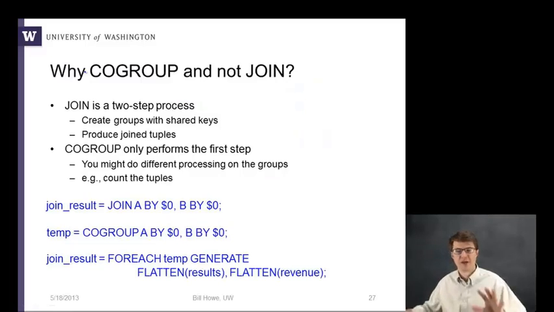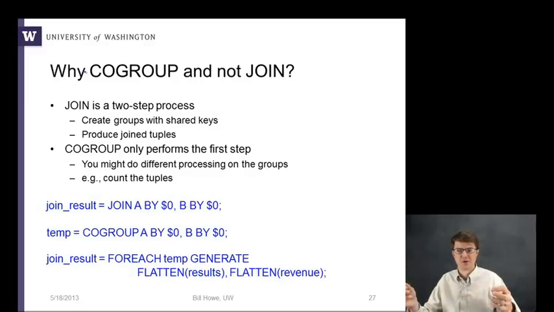All right. So we have this cogroup operation and we have join operation. Why do we need both? Well, the reason to make cogroup explicit is that if you think about it, join is really a 2-step process, right? There's one step to create the groups based on the join key, and then a second step to actually produce the join tuples. But that group creation step is useful for a lot of applications, not just producing a join.